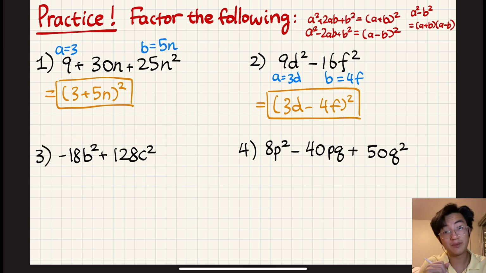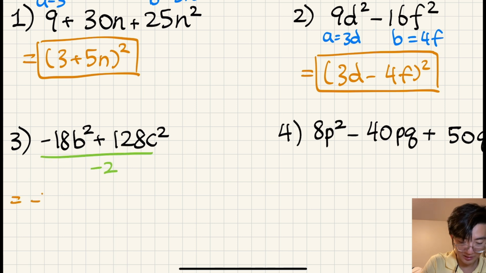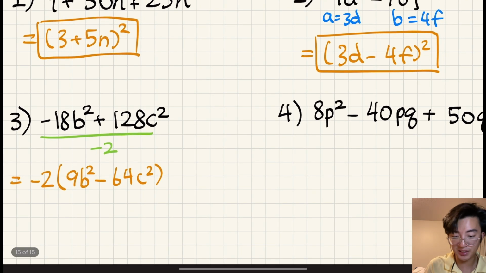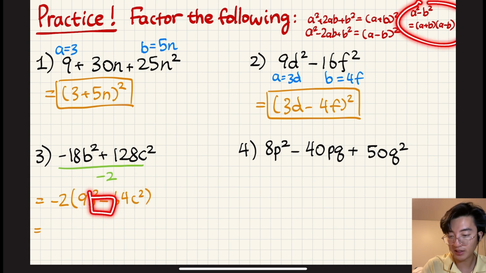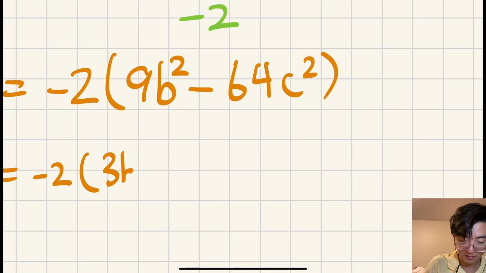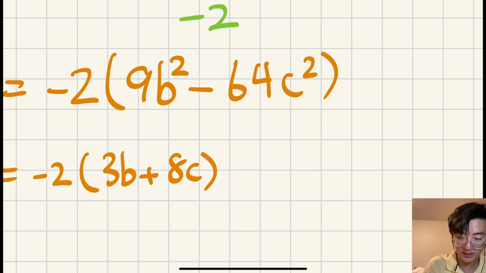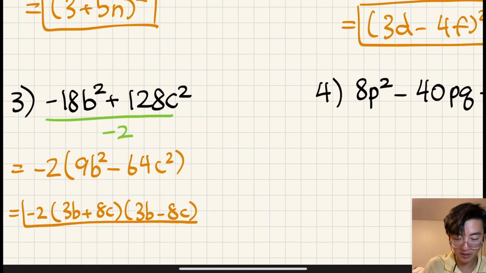Next, right here, we don't see any perfect squares, but not a problem. We can, first of all, divide everything by -2, or factor out the -2 here. Which means we have -2 out. We get a positive 9b squared minus 64c squared. And once again, very, very convenient. From here, we notice perfect squares and a minus in the middle. So we can use this formula again up there. So we have -2 times (3b plus 8c) times (3b minus 8c). This time, no need to keep going because there's no more perfect square.